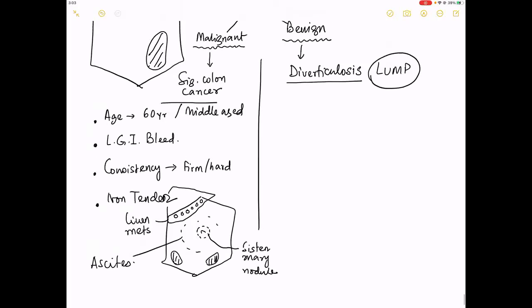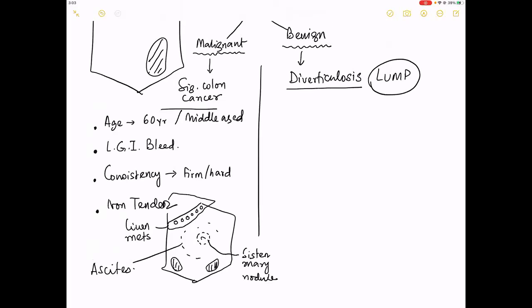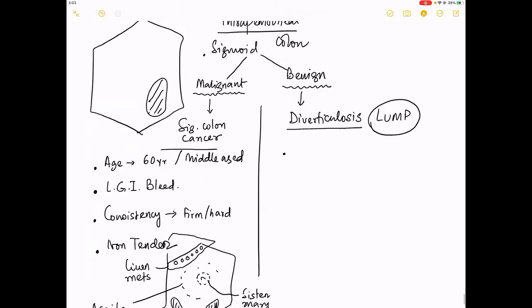Just tell me when you have completed. Done, sir. Okay, right. Diverticulosis presents as pain, fever, diarrhea, rarely lower GI bleed. Please see pain, fever. Complete.